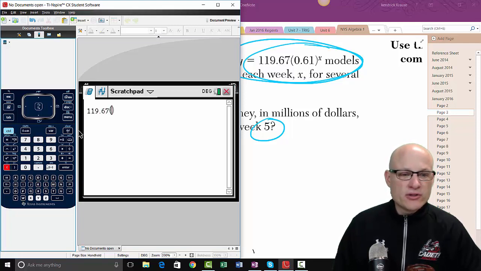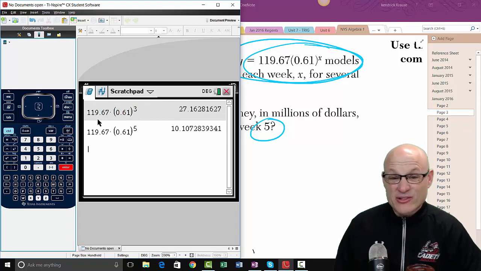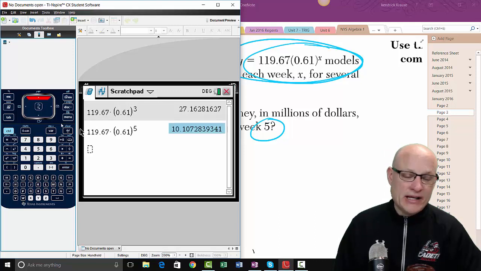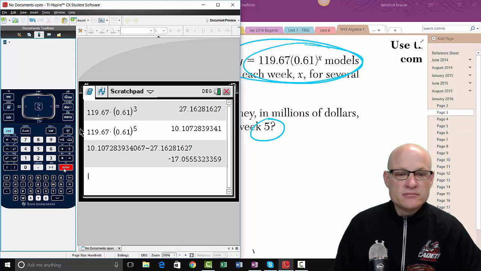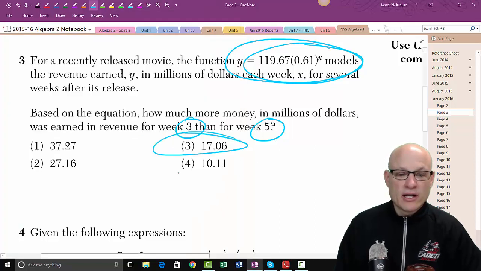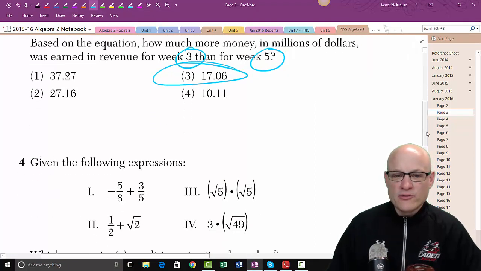67 parentheses 0.61 parentheses raised to the, they said 3 and 5, right? We'll do 3 there. And then we're going to do it again. I don't like retyping stuff, so go there again. Hit the delete button, hit the 5 button. And it said, what's the difference in millions of dollars? Millions. So we're going to subtract this and I get $17 million. $17.0 million. There it is. That's the answer, kids. And one more, and then we're going to pause.